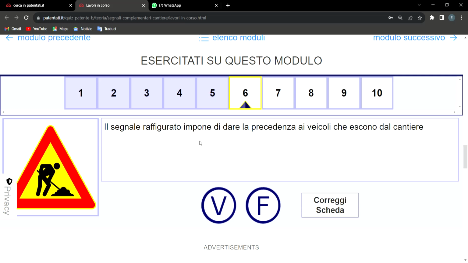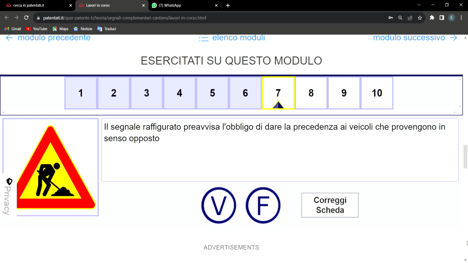Number 6. It says il segnale raffigurato impone di dare la precedenza ai veicoli che escono dal cantiere. So this one, vero or falso? It is falso. Why is it falso? Now let me explain. It says this very sign implies giving way to vehicles that are coming out of the place where this work is taking place. And it's falso. It's not talking about that. So that is for that.